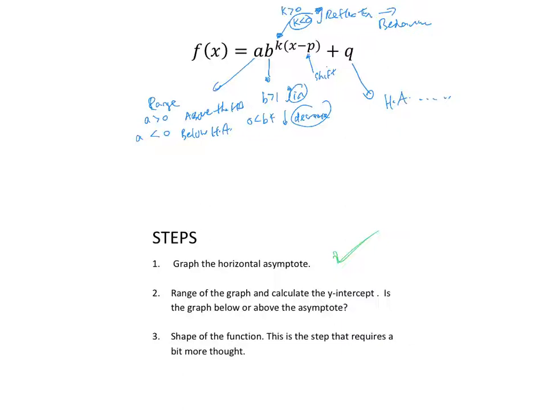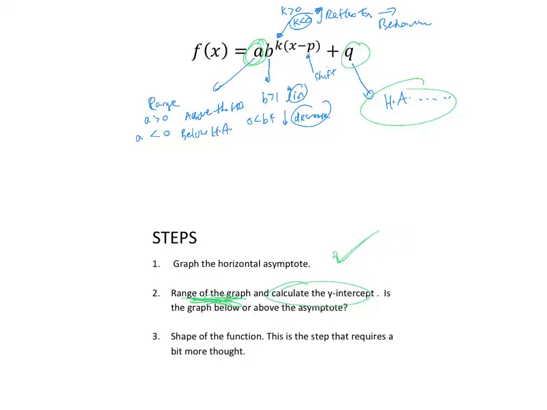And the reason why is because once you graph the horizontal asymptote, you can tell right away with the a value whether the graph is above or below. And that's why we talk about the range. And if you're not too sure about the range, because maybe some students will forget the a value, the purpose of it, then you can calculate the y-intercept.